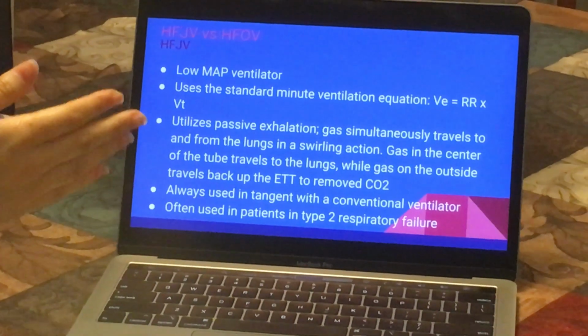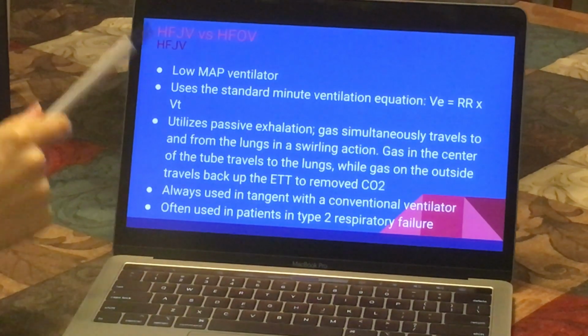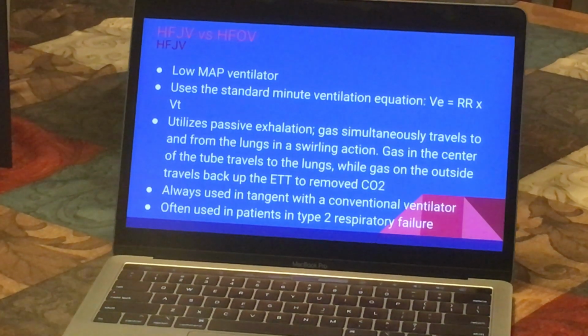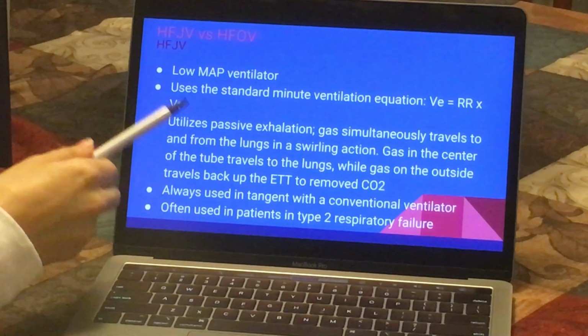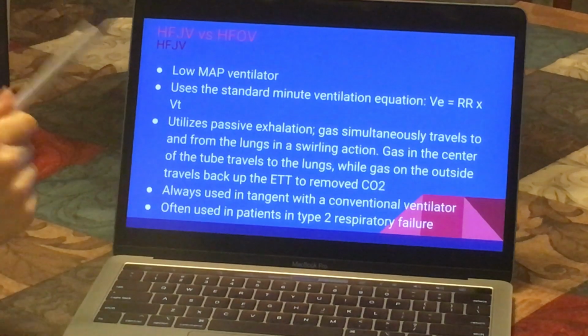When we talk about the jet, a lot of the things we talked about with the oscillator are now the complete opposite. This is a low mean airway pressure machine. You want to keep your mean down while you can safely deliver oxygenation and ventilation to your patient. Standard minute ventilation equation, like we talked about before. Passive exhalation. Now this is very important.